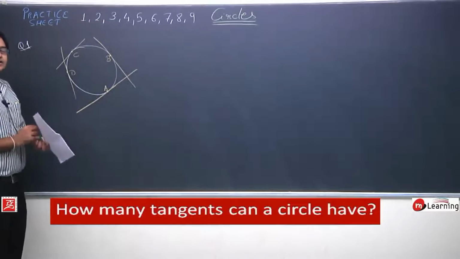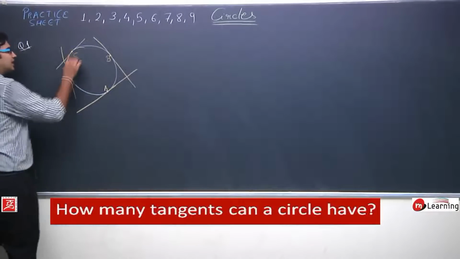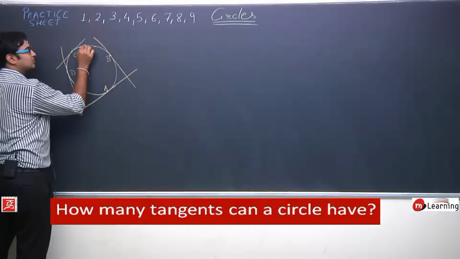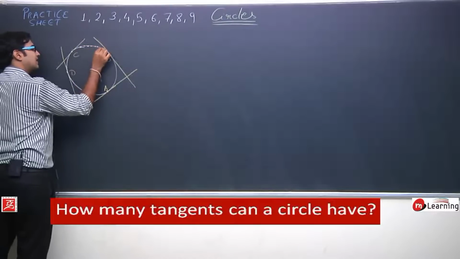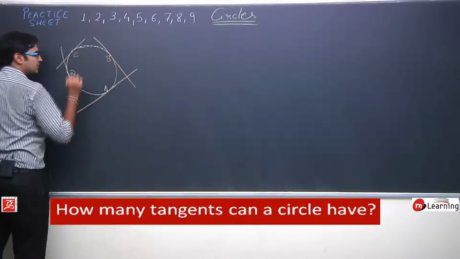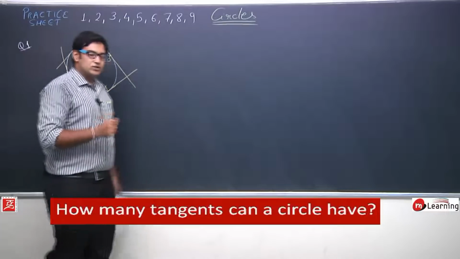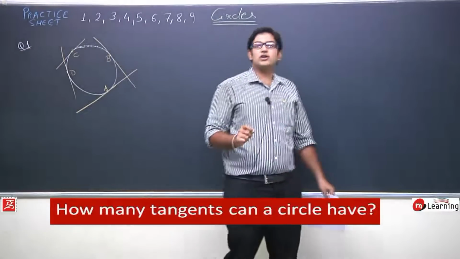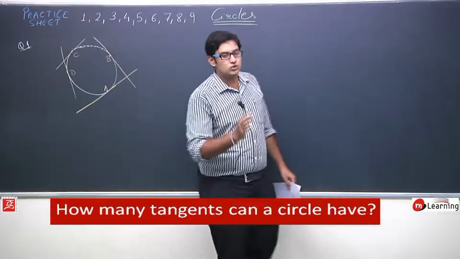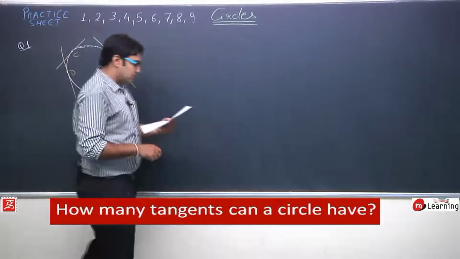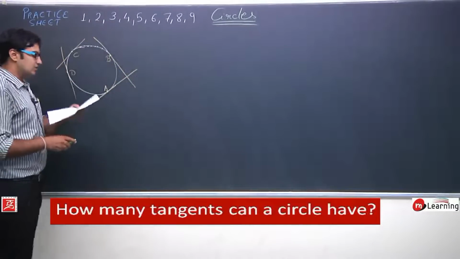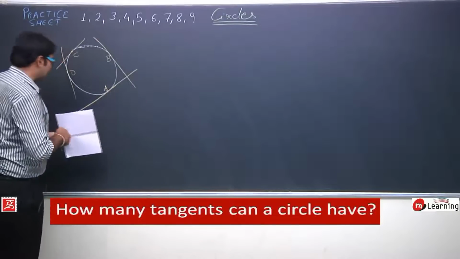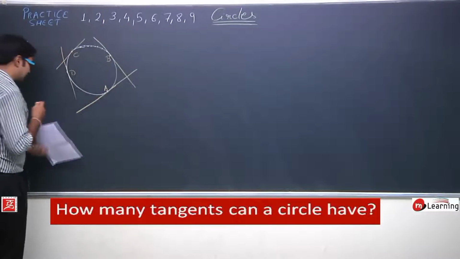The points that I can select on this circle are infinite. This can be a point, this one, this one, this one, and all these points contain an infinite number of points in between them. So if I can choose an infinite number of points on this circle, then I can draw infinite tangents to this circle. Okay, so the answer for the first question, how many tangents can a circle have, is: a circle can have infinite tangents.